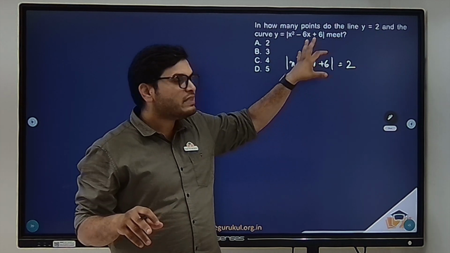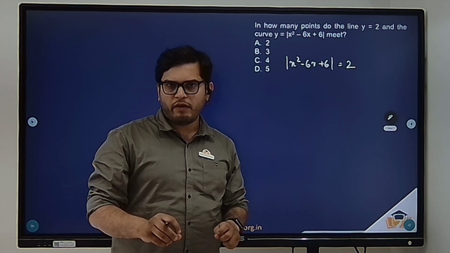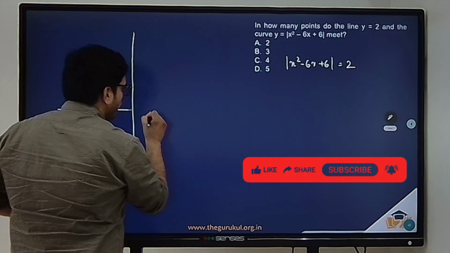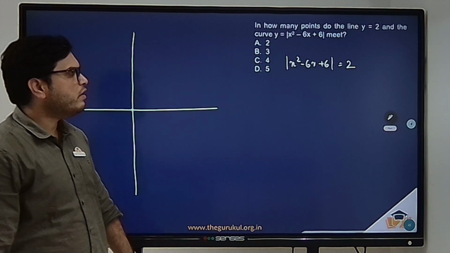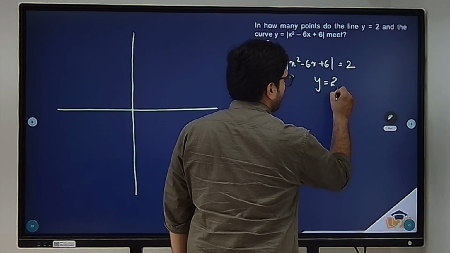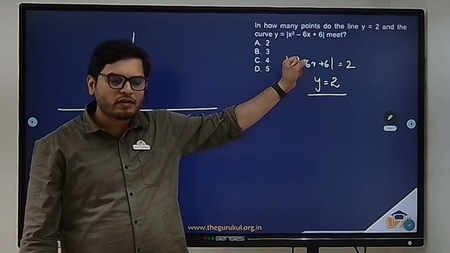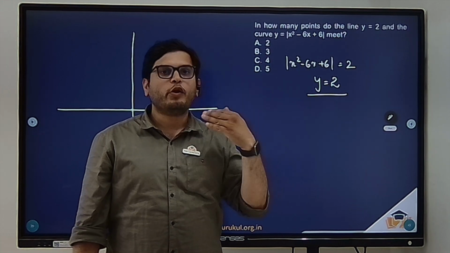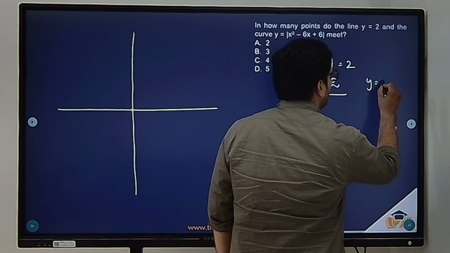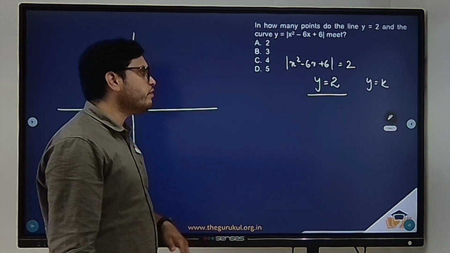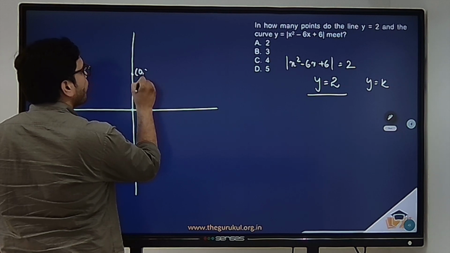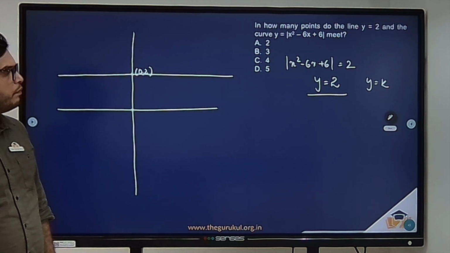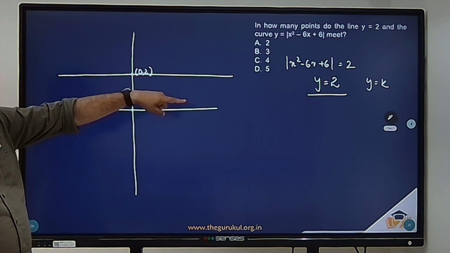Right. Now this could be solved in the easiest possible way with the help of graphs. Right. Now let me plot the graphs of these two. Now how does the graph of y is equal to 2 look like? Now this is in the form of a straight line because the highest degree is 1. The equation of a line parallel to x-axis will be in the form y is equal to k. So this would be parallel to x-axis and passing through point (0, 2). Now this is the graph of y is equal to 2.